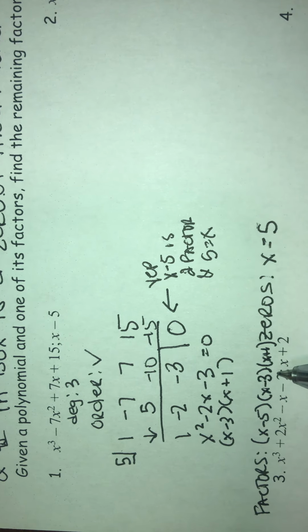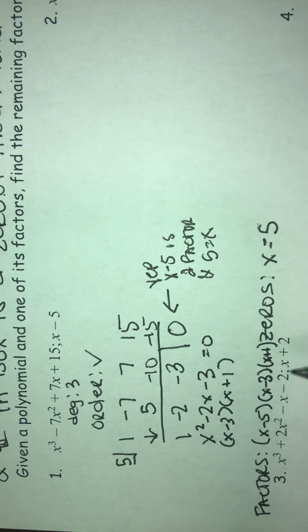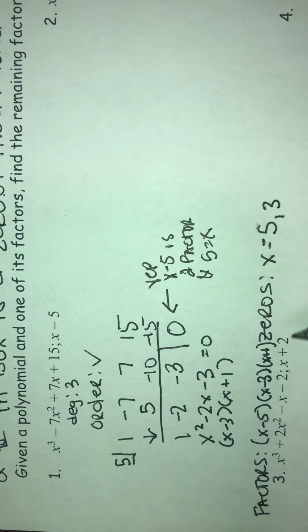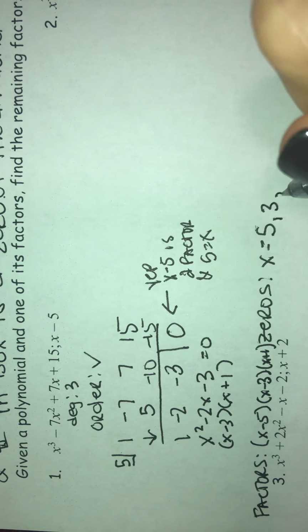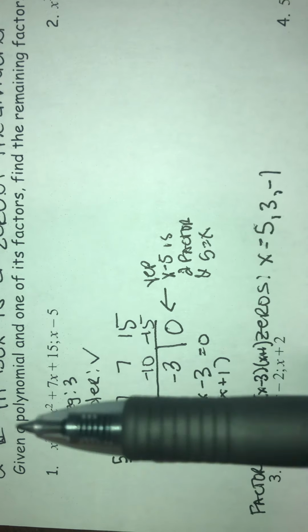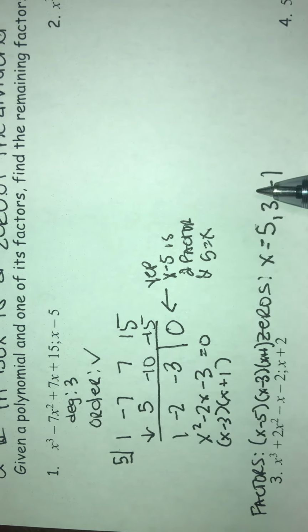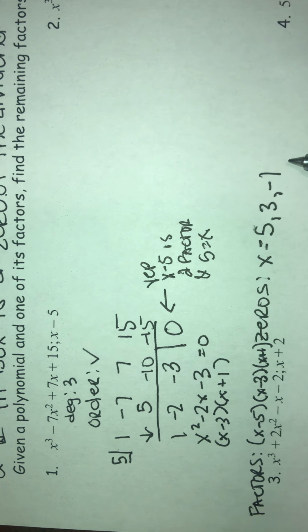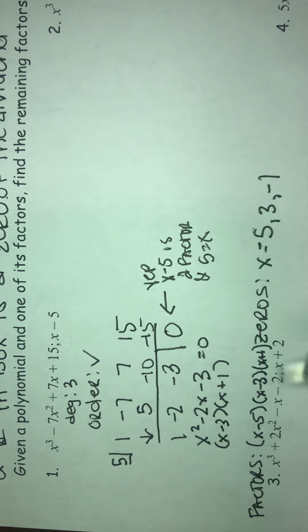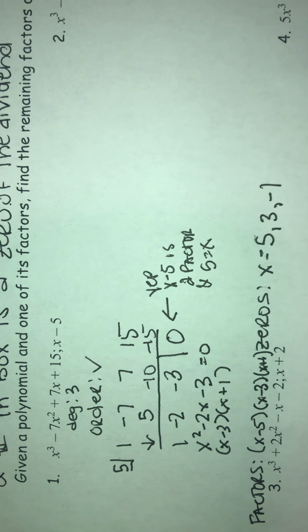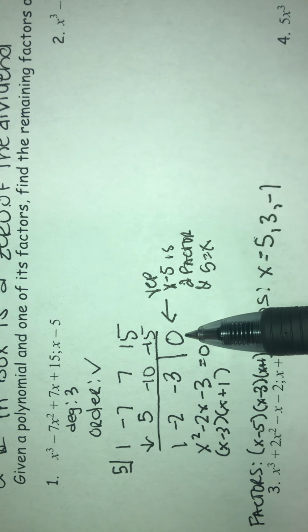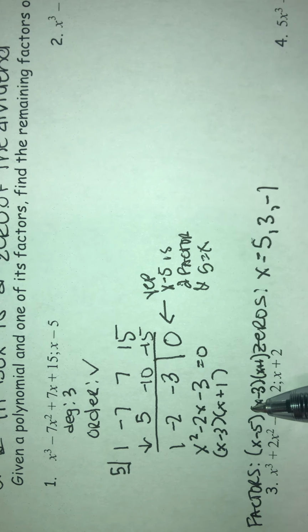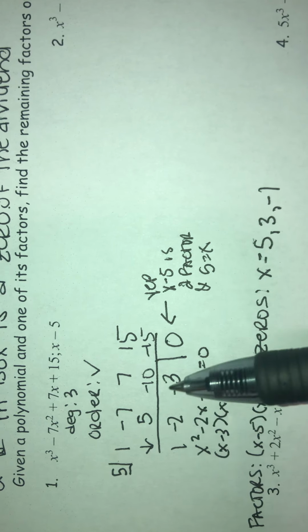Each of these factors gives me another zero. So x minus 3 gives me the zero of 3, and x plus 1 gives me the zero of -1. My degree is 3. I have 3 zeros and 3 factors. My factors and zeros are opposite. That's how that works. Now, if you didn't get 0 in the remainder spot, you can't go on, so you don't know any factors or zeros.